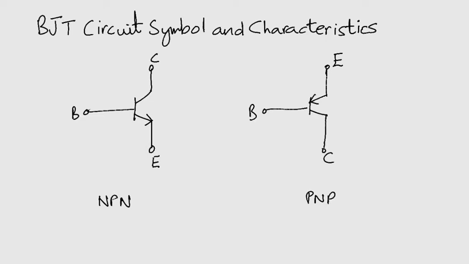Here is the BJT circuit symbol for both NPN and PNP. Notice the direction of the arrow that denotes the current flow and the placement of the emitter and collector terminals. Now let's study the current voltage characteristics of the NPN.